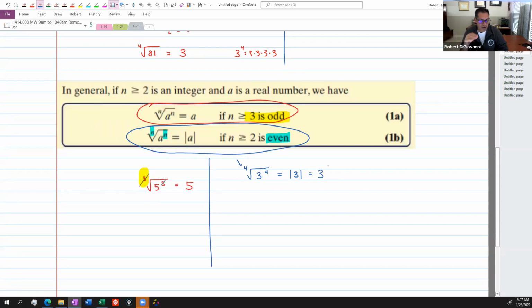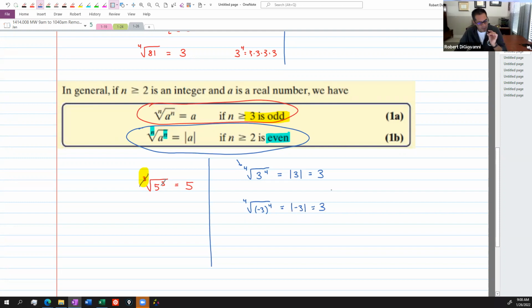Now, why is that important, the absolute value? Watch, if I change the problem to this, if I put the 4th root of -3 to the 4th, the answer is not -3. So these don't just kill each other off and you get -3. That's not what happens. What you get is the absolute value of -3, which is also 3.